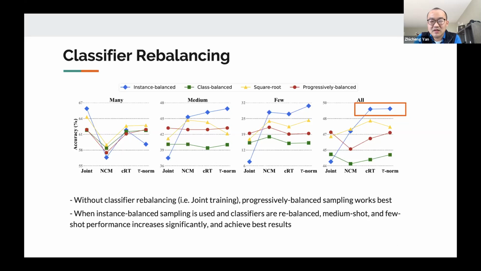We can see, especially for those medium-shot and few-shot classes, by rebalancing the classifier, the performance on these two categories of classes significantly increases, while the drop in performance on the many-shot classes is minimal. So the overall performance is much, much better than the baseline single stage joint training. This is a really interesting finding in this paper.